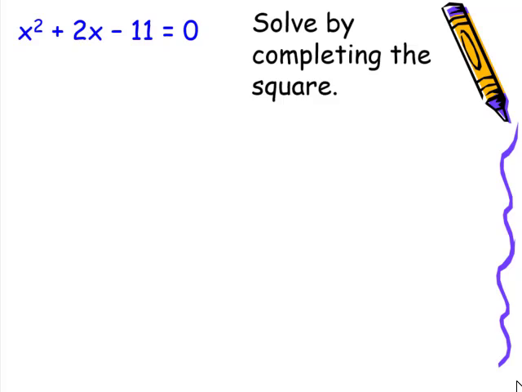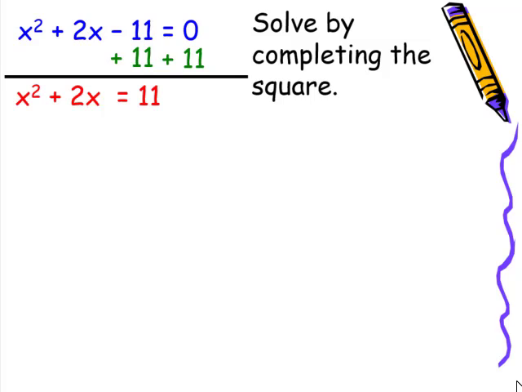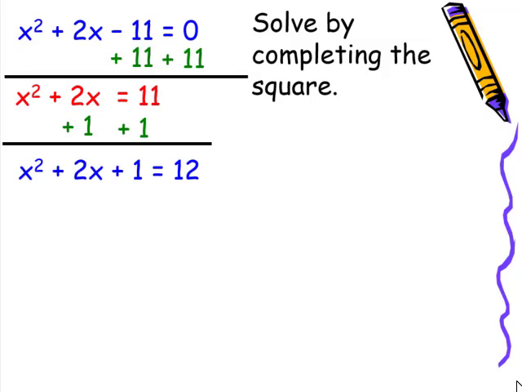And let's solve this one by completing the square. So the first thing we're going to do is eliminate the constant from the left-hand side. So we'll add 11 to both sides. Now we can complete the square by taking half of 2, which is 1, and 1 squared is 1. So we'll add 1 to both sides. On the left-hand side is now a perfect square, so I can factor it. Now take the square root of both sides.